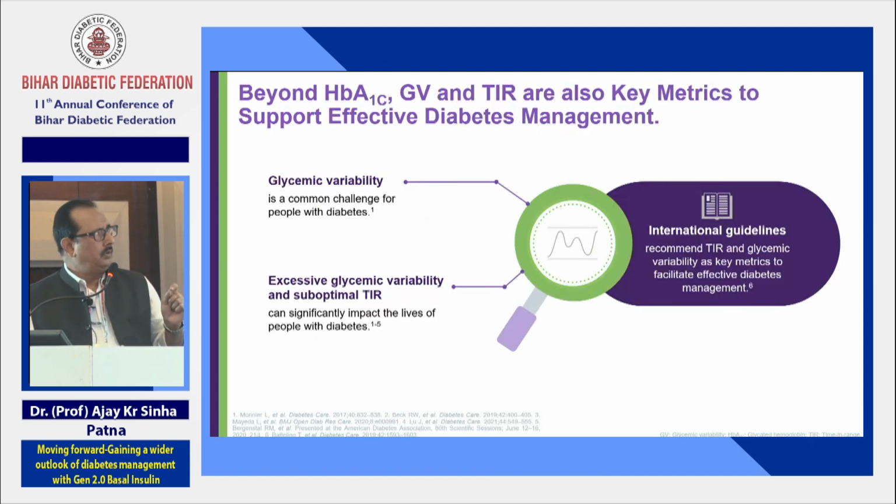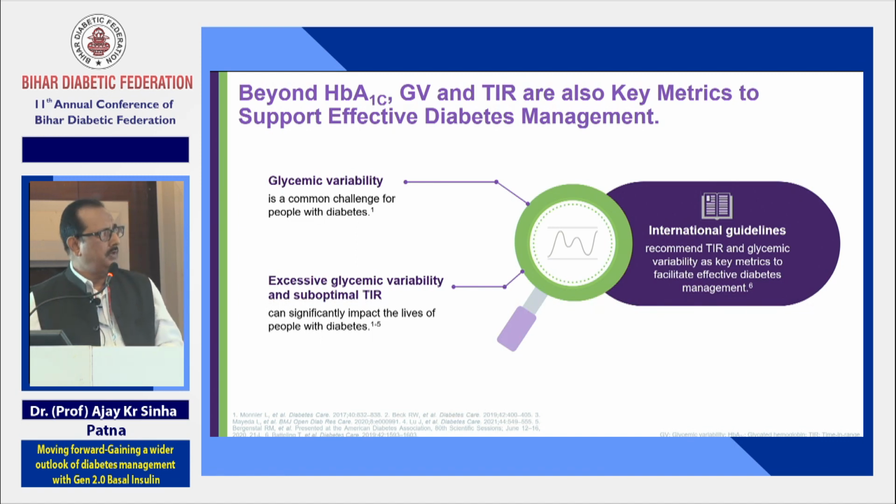Now we have come to know that beyond HbA1c, the glycemic variability and TIR are also key metrics nowadays to support effective diabetes management, particularly in the prevention of complications in high-risk patients, where we are afraid of how many times the sugar goes up and how many times it goes down in a 24-hour period. Some patients who have had high blood sugar for a longer duration have fewer complications compared with those who have recently developed diabetes and develop complications much earlier. So that was a cause of concern.